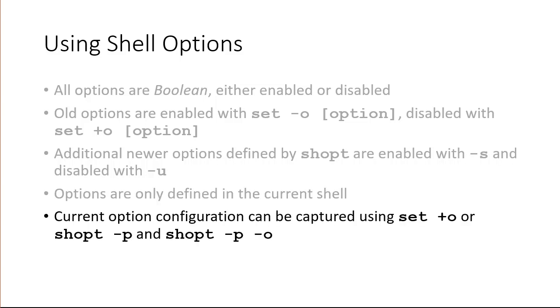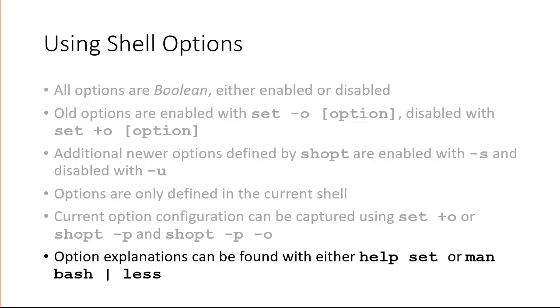Current option configuration can be captured to a file using set +o or shopt -p and shopt -p -o. You can later source that file to automatically reconfigure all the options in a new shell. This will be covered in more detail in a future video. Explanations of the options can be found with either help set or man bash piped to less.